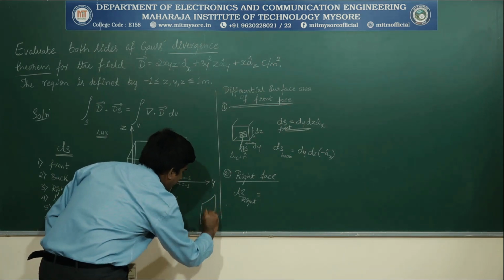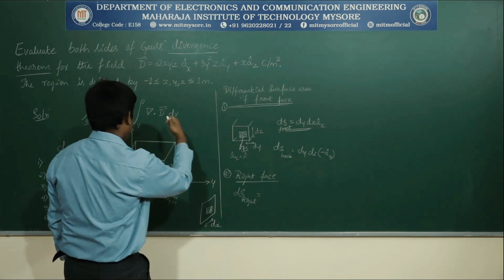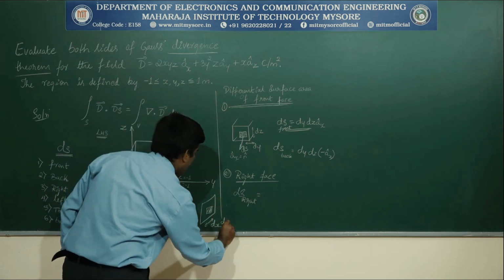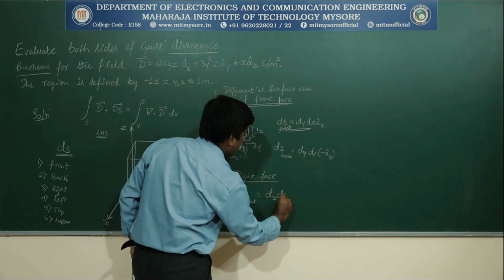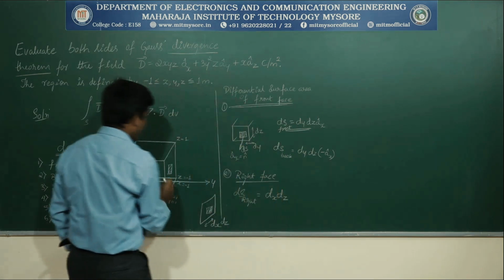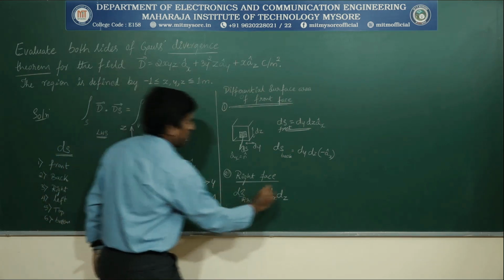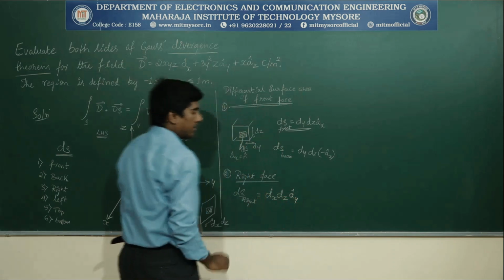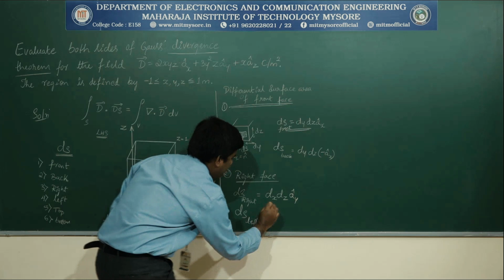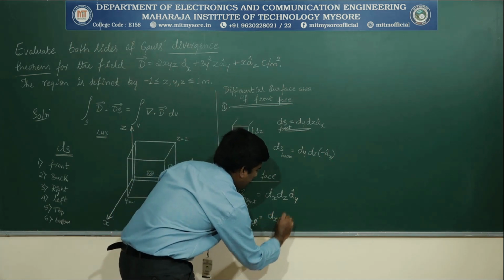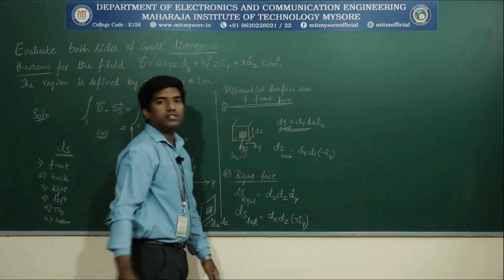This length is dx and this length is dz. Now this becomes dx into dz into, what is the unit vector coming out of this? This is a cap y, so dx dz into a cap y. Similarly, the differential surface area for the left face is dx dz into minus a cap y. Only the direction is different.